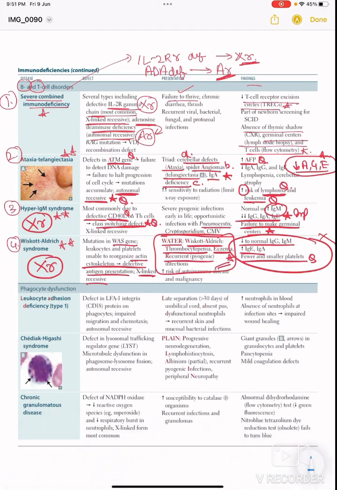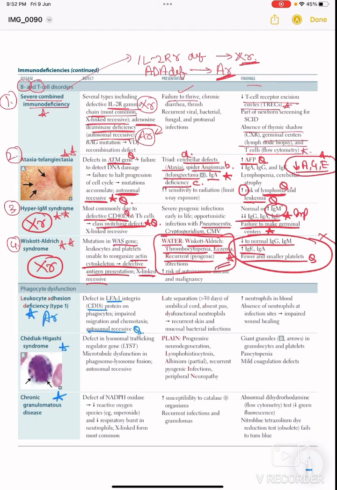In phagocytic dysfunction, all these three are important. Okay. First of all, in leukocyte adhesion deficiency type 1, what is important? LFA1 integrin CD18 defect is present, due to which the phagocytes' migration and chemotaxis is defective. Important point: autosomal recessive condition.